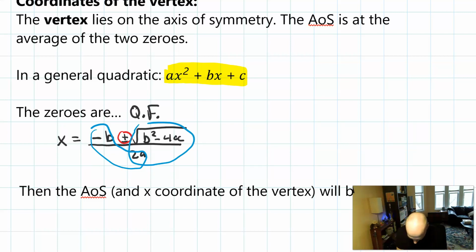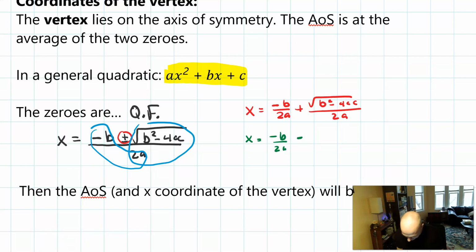So our first zero will be at x equals negative b over 2a plus the square root of b squared minus 4ac over 2a. I'm just taking the plus and separating it, and the second zero will be at negative b over 2a minus the square root of b squared minus 4ac all over 2a.